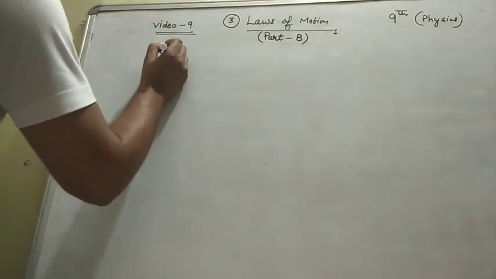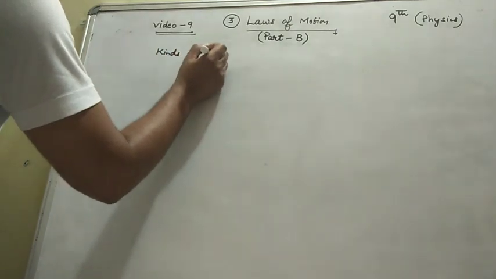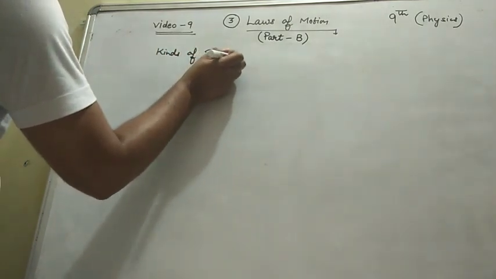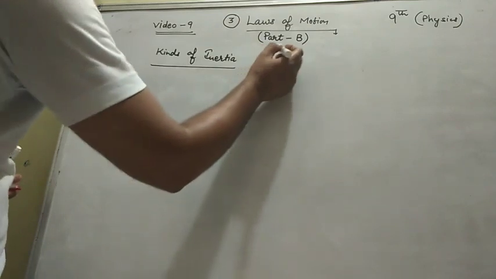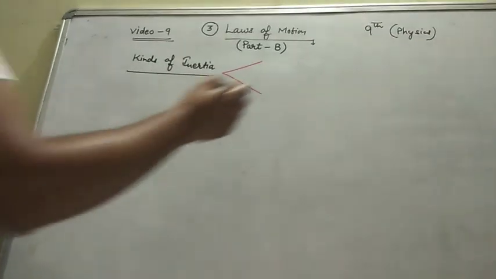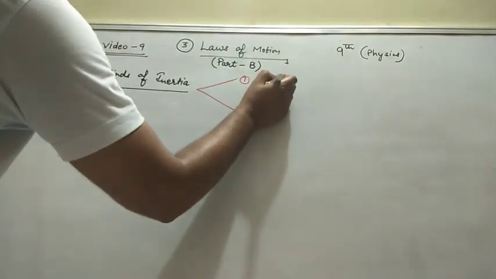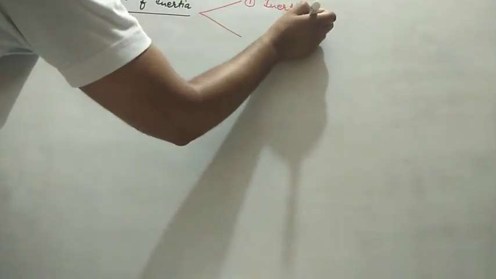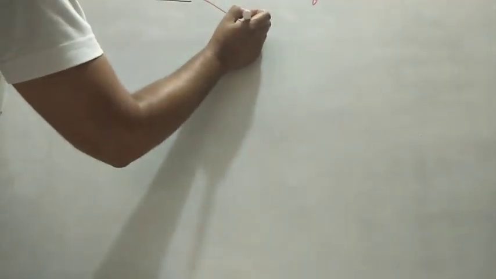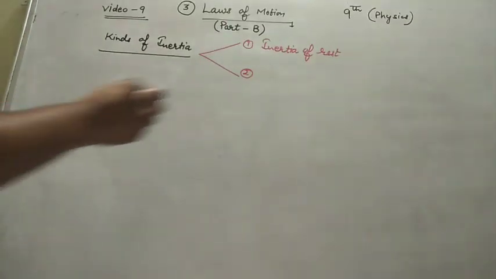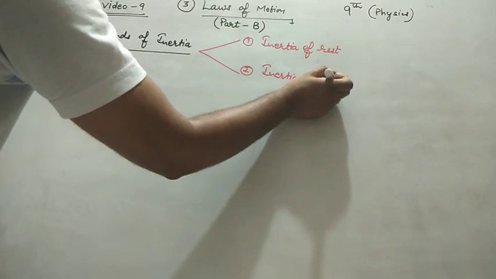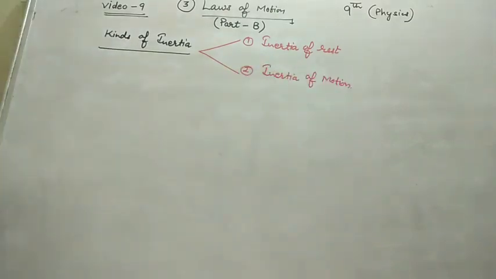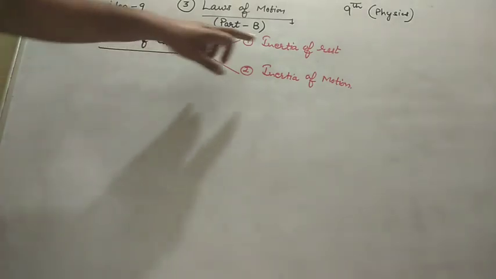Next part is kinds of inertia. So there are two kinds. One is inertia of rest, and second is inertia of motion. So a number of examples are there for which we can discuss.